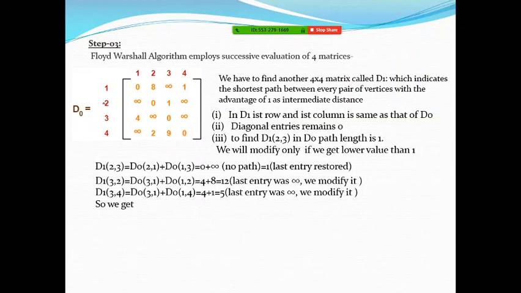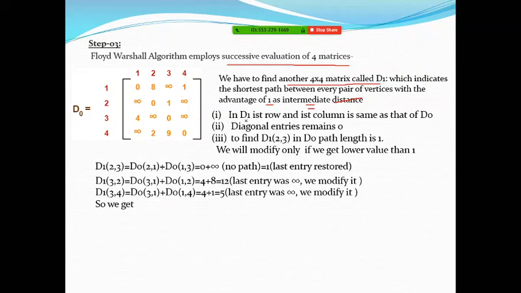So it is all D naught. I've already explained what the Floyd-Warshall algorithm is. It employs successive evaluation of 4 matrices. We have to find another 4 by 4 matrix called D1, which indicates the shortest path between every pair of vertices with the advantage of 1 as the intermediate vertex. It means you can take help of vertex 1. Now how do we take help of this one?